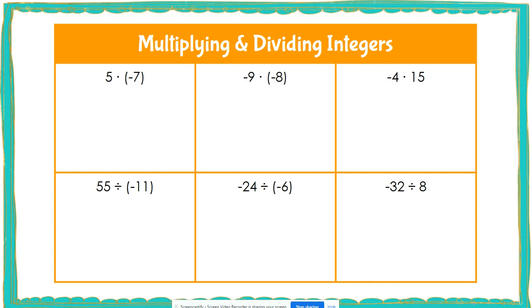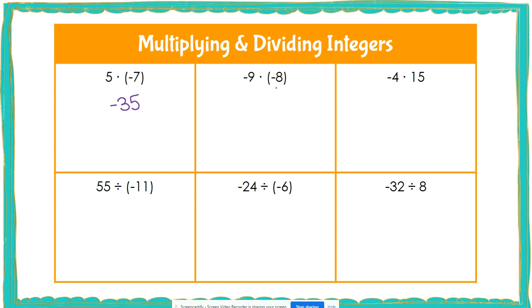The first problem says positive 5 times negative 7. I know that I'm just going to multiply their absolute values as if this were a normal problem. So I would do 5 times 7, which would give me 35. Then I look at my problem. I notice that I have a positive 5 and a negative 7, so I'm multiplying with different signs. That means that my solution is going to be negative. So positive 5 times negative 7 is negative 35.